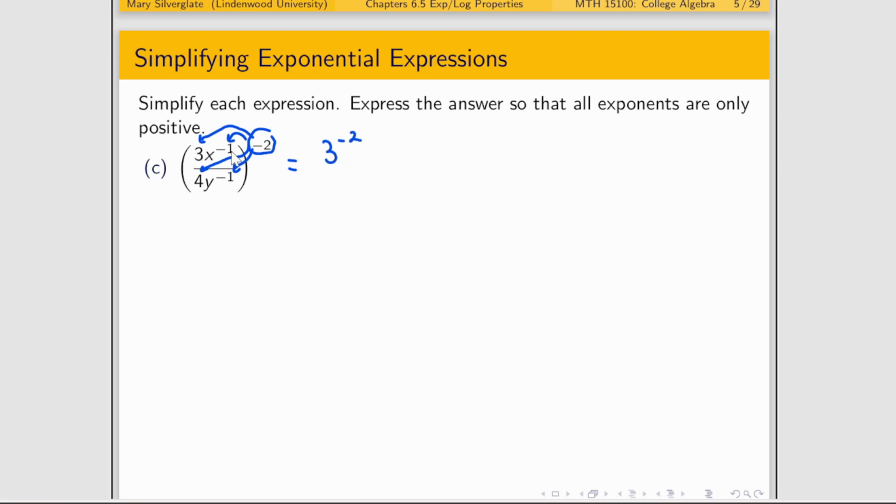So we have 3 to the negative 2. X to the negative 1 times negative 2 is positive 2. 4 to the negative 2. Y to the negative 1 times negative 2 is also positive 2. Then whenever I see these negatives, I want to think that that ends up becoming the reciprocal. It flips where it is in the fraction. So the 3 squared gets brought to the denominator. The 4 squared stays on the numerator. The other terms stay the same.